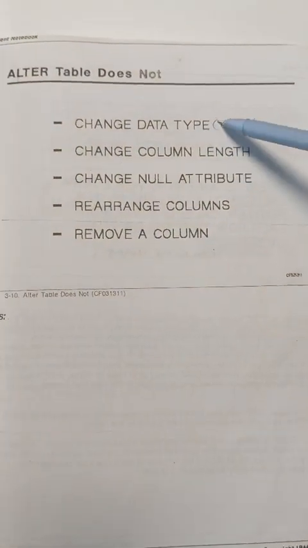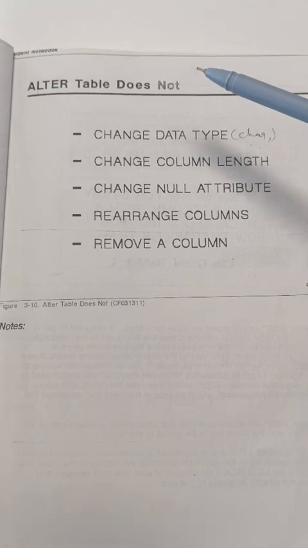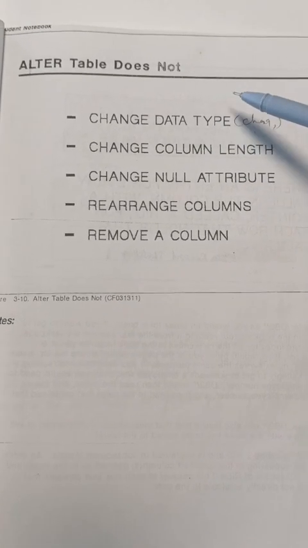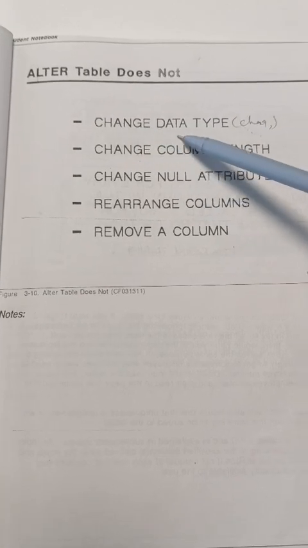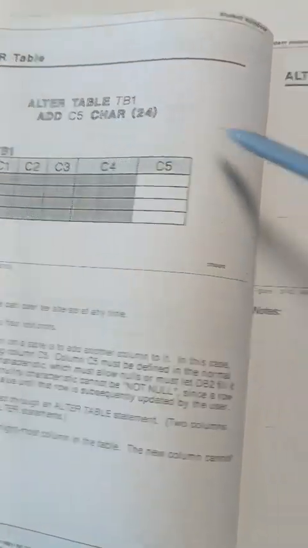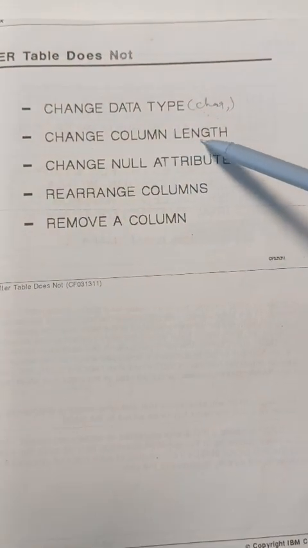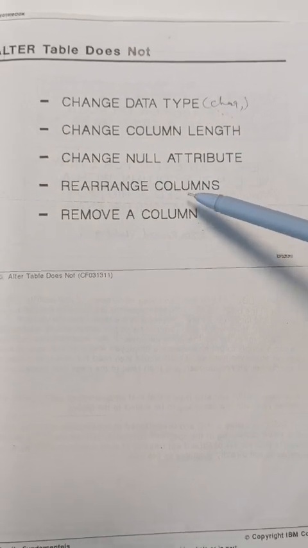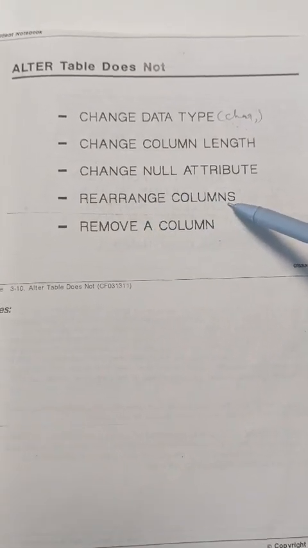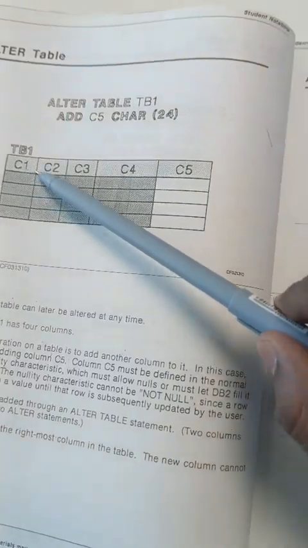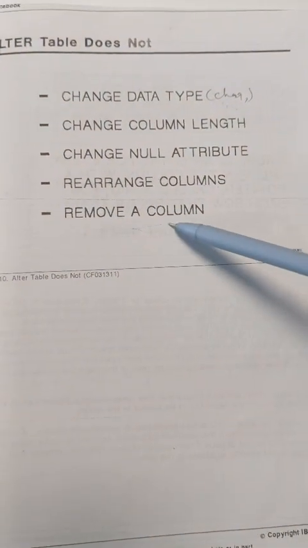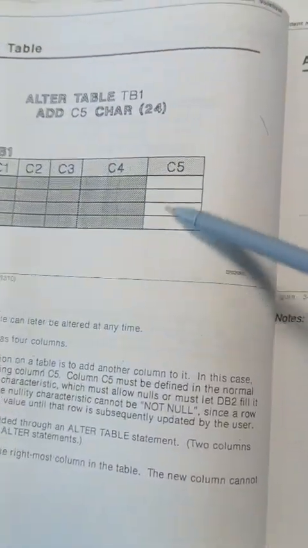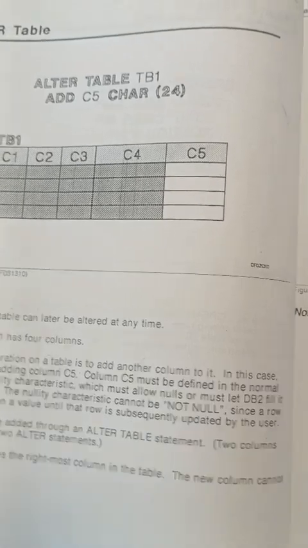While altering a table, there are some standards that should be followed. We cannot change the data type, like the char type and so on. We also cannot change the column length or the null attribute, and we cannot rearrange the columns. Earlier I had aligned C1, C2, C5 here. I cannot make C5 the first column. That's what they are telling. And we cannot remove a column by using the alter command here.